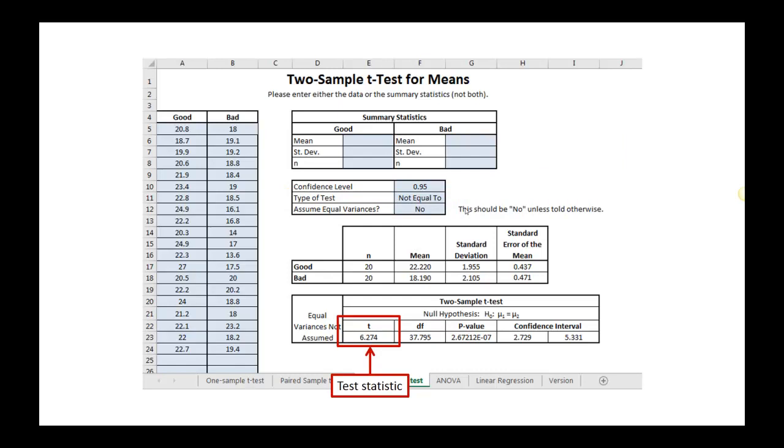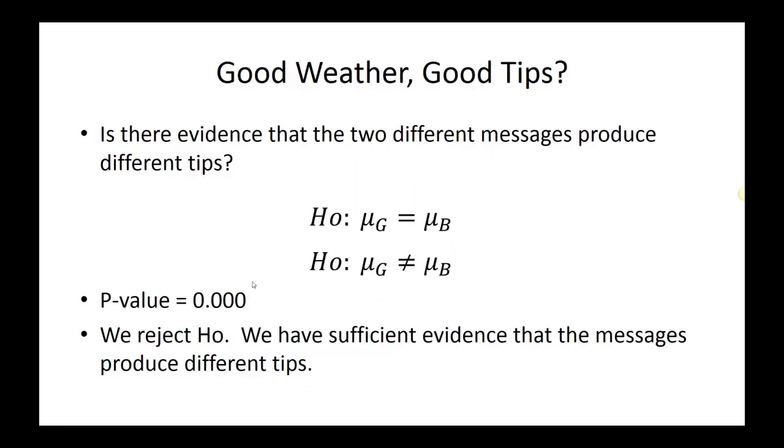So you can see that we have a test statistic of t equals 6.274, degrees of freedom equal to 37.795, and a p-value here, really small, essentially 0. This little e here indicates that we're using scientific notation, so it's really 2.67 times 10 to the negative 7th, which would be lots of zeros after that decimal place, essentially meaning that our p-value is 0, or really close to 0.